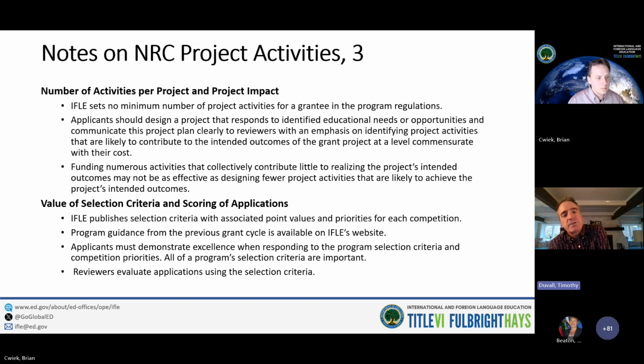When it comes to the value of selection criteria and scoring of applications, we publish selection criteria. We do that with associated values and priorities for each competition. They can change. We had particular selection criteria for the last one. We're going to have new ones for this one. But then there are also priorities. Those priorities can change. We had priorities for the last one, and we might well have priorities for the next one. We don't know anything about that yet.